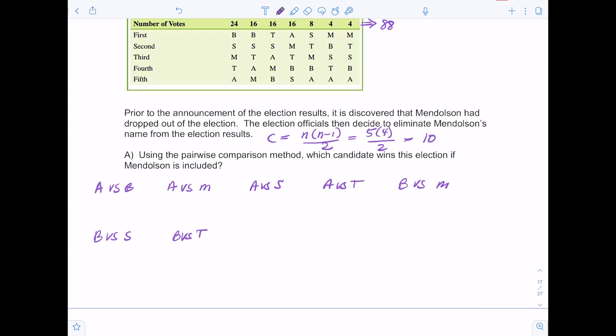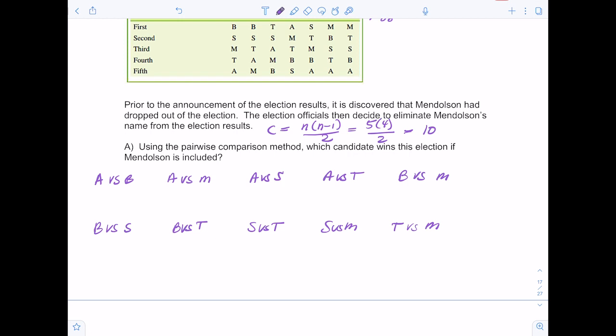And then I'm finished with my comparisons with B and the other candidates. So all that's left are S and T. I'm going to have S versus T, S versus M, and that's it for S. And then all that's left will be T versus M. That's the only combination we didn't compare. So all we're doing is going through, right?